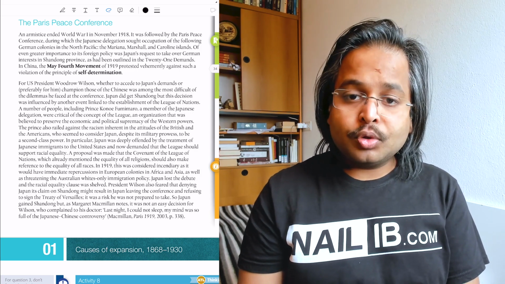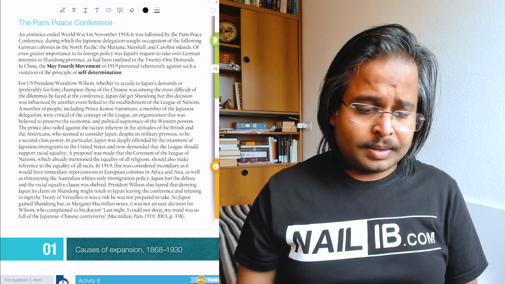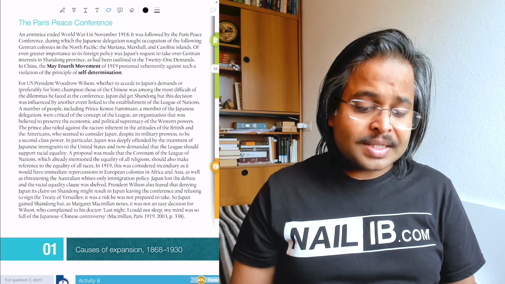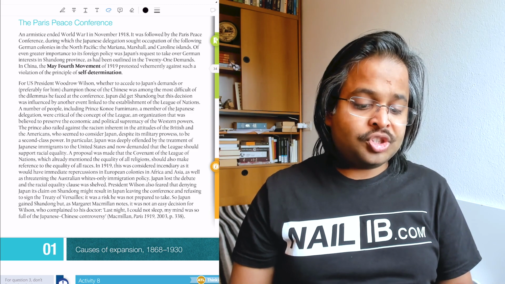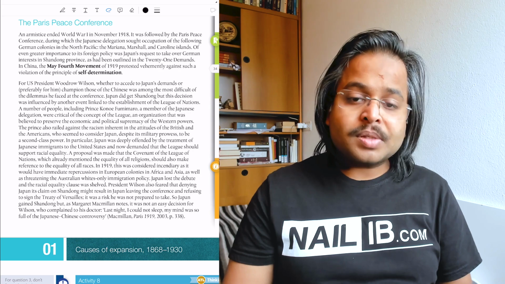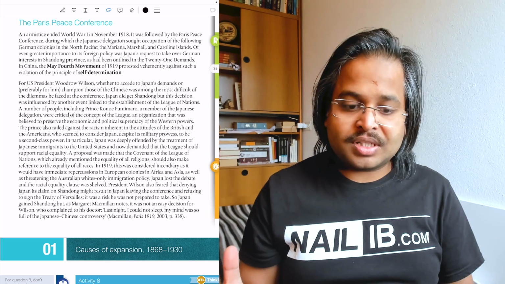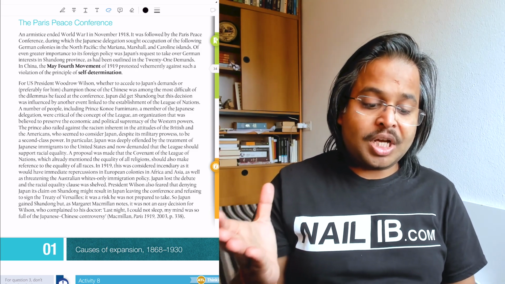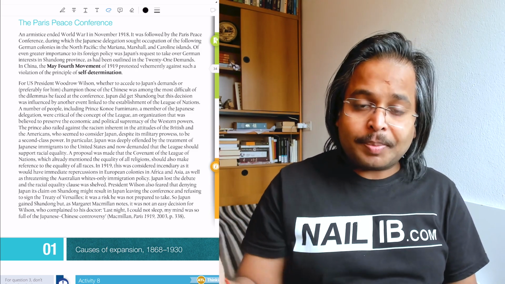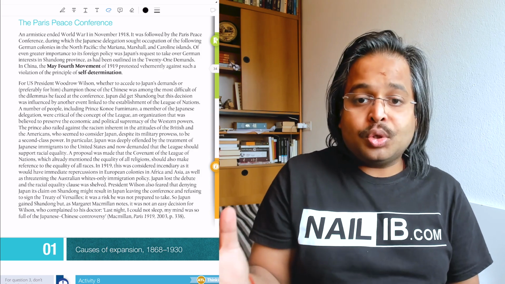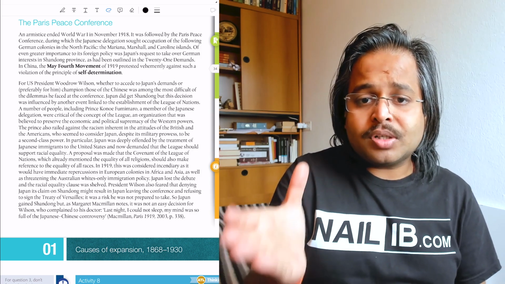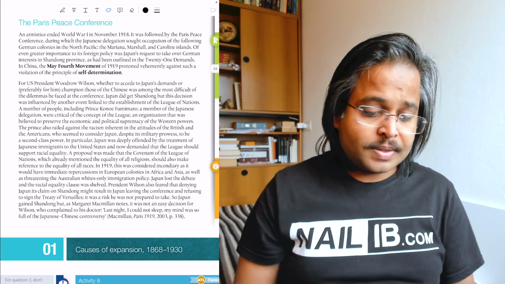For US President Woodrow Wilson, who is the leading authority in the Paris Peace Conference, whether to accede to Japan's demands or champion those of the Chinese was among the most difficult of the dilemmas he faced at the conference. So he is not very sure of what step to take. Whether to champion the Chinese demands or the Japanese demands, he's very unclear. Even though technically he should have been on China's side because self-determination is his idea. He has brought it to the Paris Peace Conference.